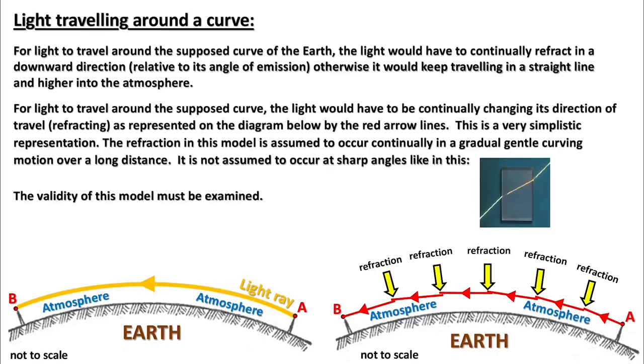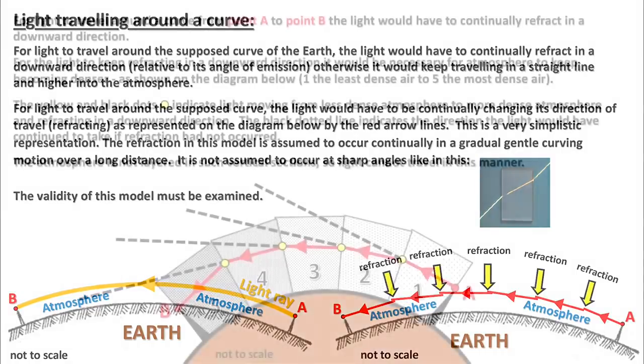This is a very simplistic representation. The refraction in this model is assumed to occur continually in a gradual, gentle, curving motion over a long distance. This is not assumed to occur at sharp angles like in this image. The validity of this model must be examined.